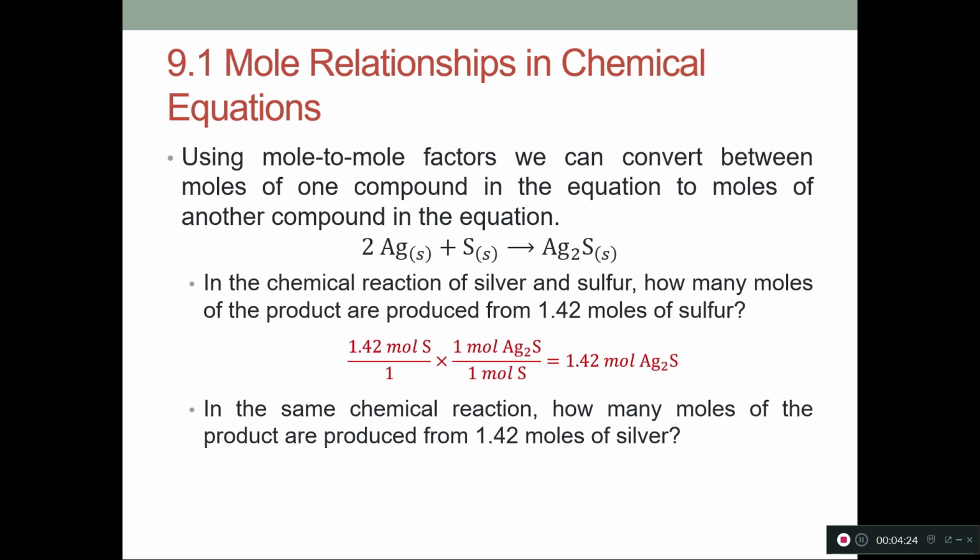And now if we want to use the same reaction to guess how many moles of the product are produced from 1.42 moles of the silver, now we have to use this mole-to-mole ratio right here. So 1.42 moles of silver to 1 mole of silver sulfide to 2 moles of silver, and so that will give us 0.710 moles of the silver sulfide in this case.